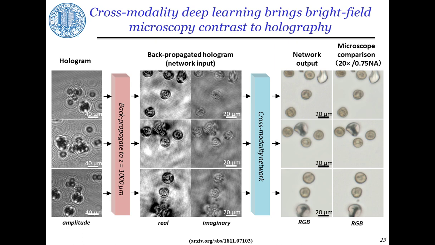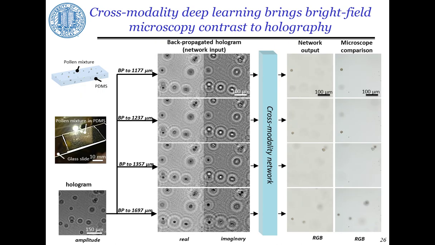These are pollen particles. Holograms are shown here. If you backpropagate these holograms to different heights, you see artifacts of coherence, just like in-line holography. The neural net takes these and reconstructs the same color and spatial feature contrast of bright field microscopy as if it was scanned in 3D with a bright field optical microscope, eliminating all these artifacts, but also bringing the contrast mechanism of bright field microscopy.